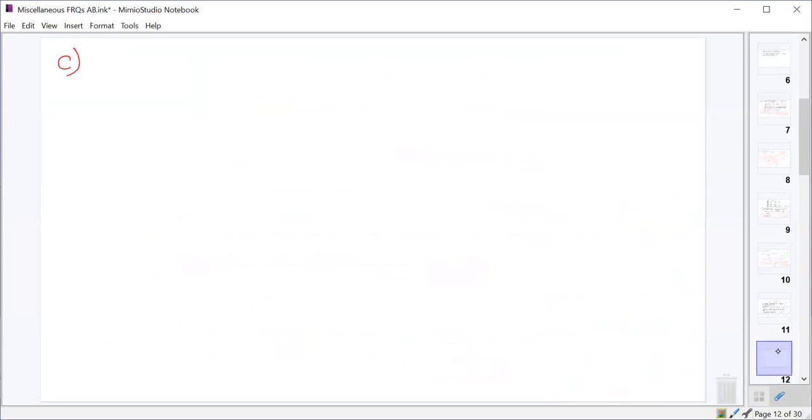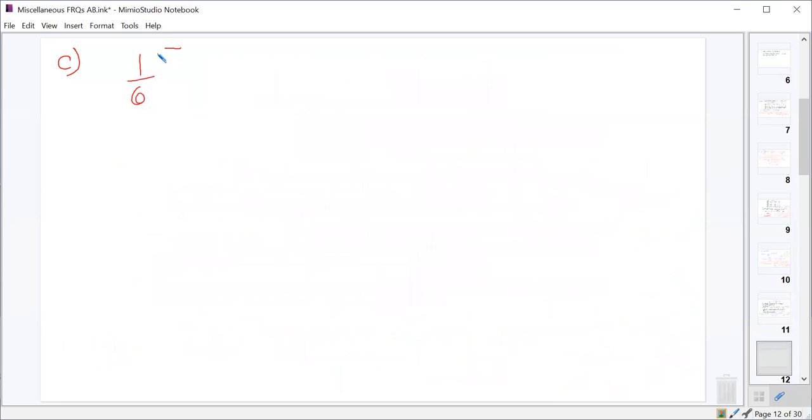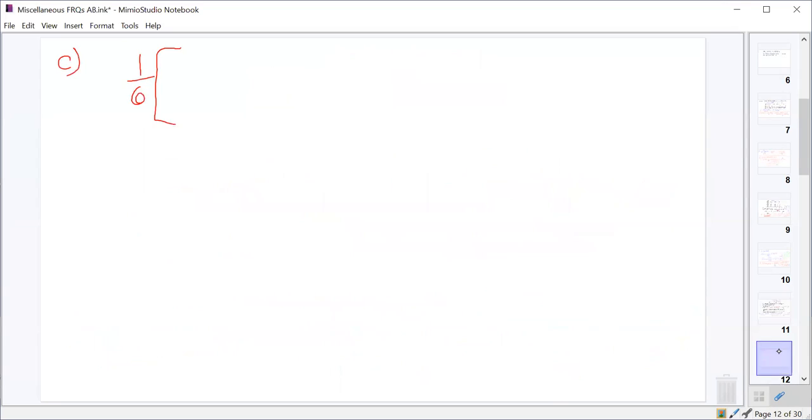So for part C, what were we doing here? Using a midpoint sum with 3 subintervals of equal length from the data here, we're going to approximate the value of the integral from 0 to 6 of C of t divided by 6. So this is 1/6, and then our integral of C of t using a midpoint Riemann sum means we take the midpoint of each interval. Each interval has a length of 2. The midpoints are nicely given to us. So that'll be 5.3 times 2.